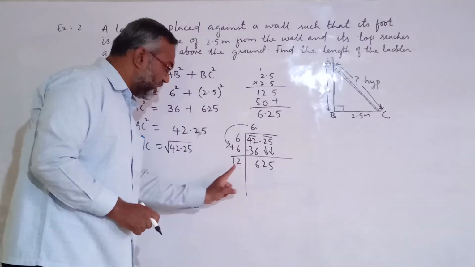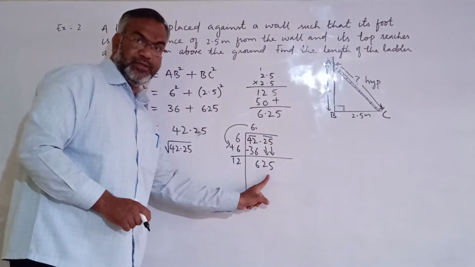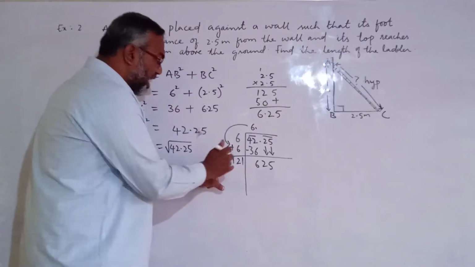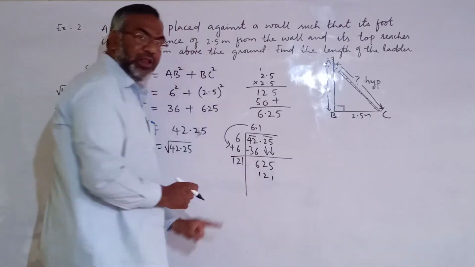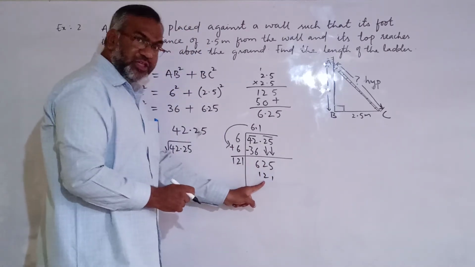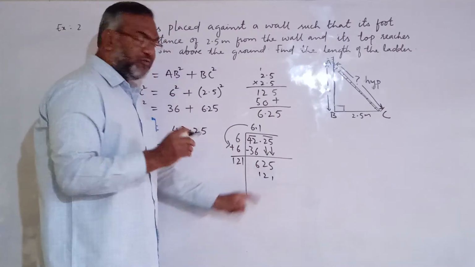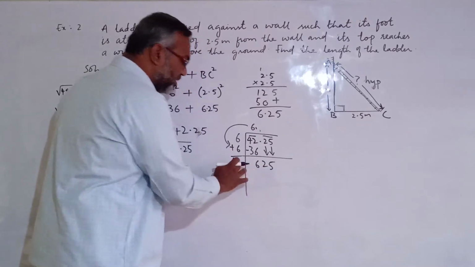If I take 1 here, it will become 121. I have to take 121 ones. But 121 will be very small. Right? 121 is very, very small. It's too small compared to 625. So we cannot take it. Think of a bigger number.